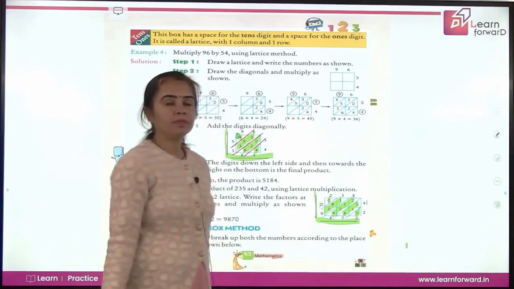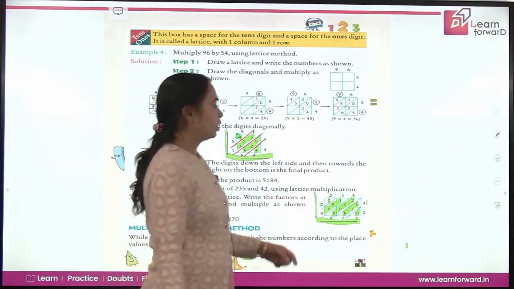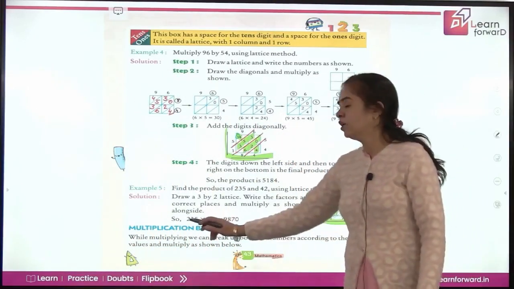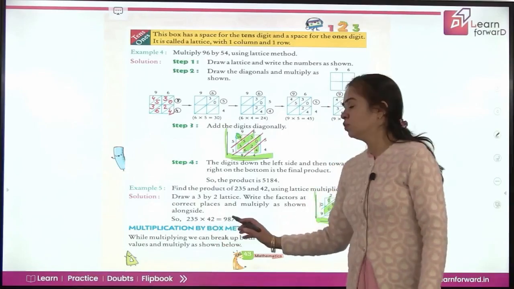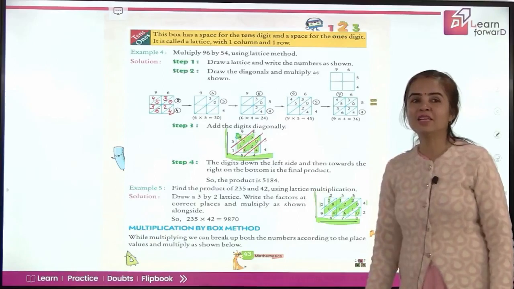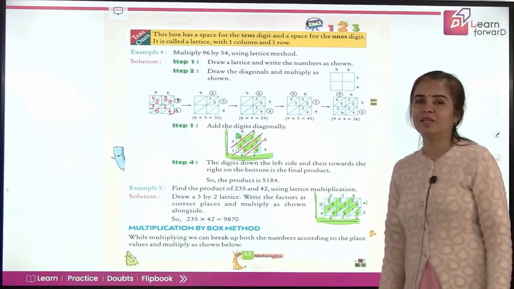9870. This is 9870, the product of 235 and 42. So you get 235 times 42 is 9870. Wow, I can see most of you are smiling now. That means you loved this method.